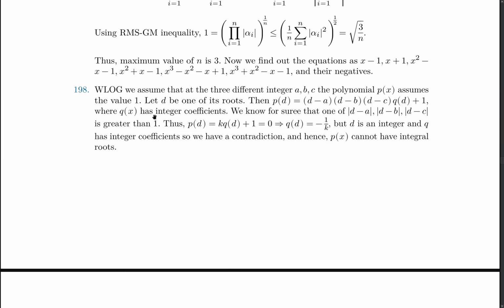So without loss of generality, we assume that there are 3 integers a, b, c for which the polynomial p(x) will assume the value 1. Let d be one of its roots. So our polynomial p(d) would be (d minus a)(d minus b)(d minus c) times some function q(x), for which it will become q(d) plus 1. So for this root, we have this condition.